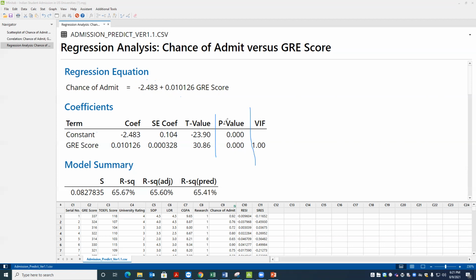For the constant, this p-value is 0. For GRE score, the slope, the p-value is 0, sorry. Is it useful? Yes, because they don't equal 0. So in both cases, the null hypotheses are rejected. The alternatives are accepted, which means this is useful in this model, and this is also useful in this model. I will also demonstrate the case where these are not useful.